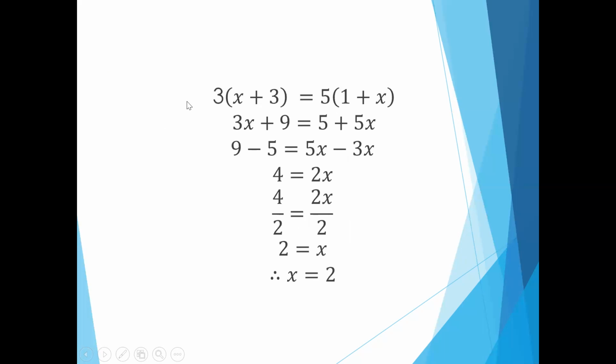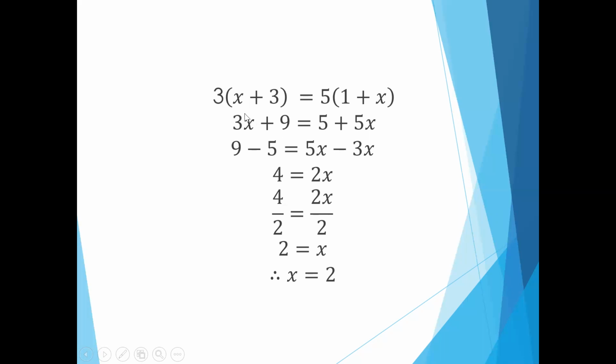So that sends us to this point. Then we expand the bracket, so 3 times x gives us 3x, 3 times 3 gives us 9, 5 times 1 gives us 5, 5 times x gives us 5x. Then we now rearrange. What we do is that we have to group all the like terms on one side. So we shall subtract 5 from this side to clear the 5, and then we shall subtract the 5 from 9 on the left-hand side. So we get it this way.